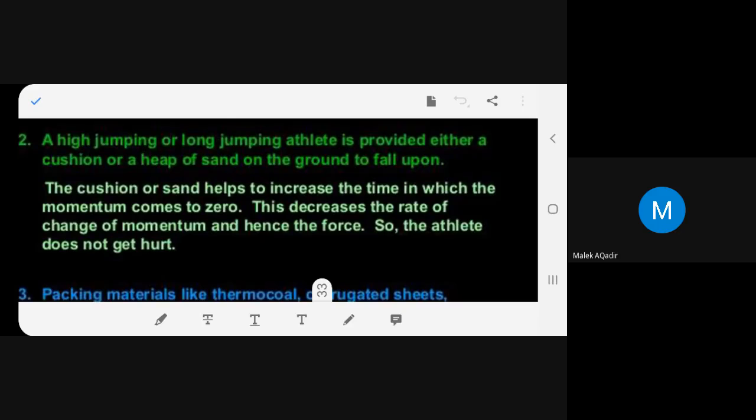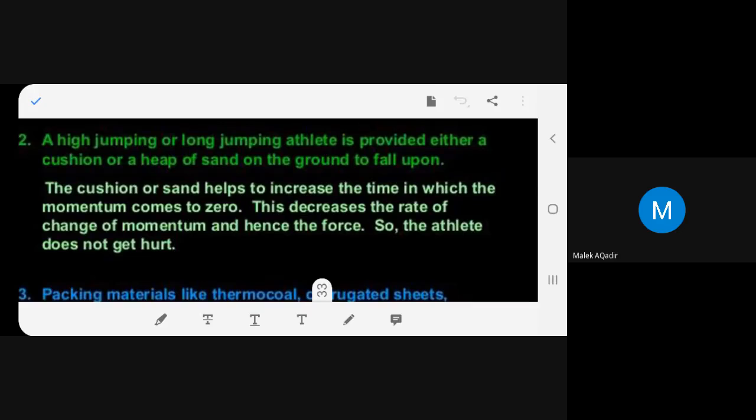So when you jump, you don't jump onto flat ground or a concrete ground. Can you do that? Because if you fall on a concrete ground, you may break your bones, isn't it? So what has to be done? Because we are coming with a force, we are jumping with a force, so we may break our bones. So this thing should not happen.